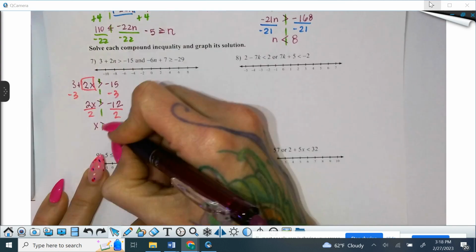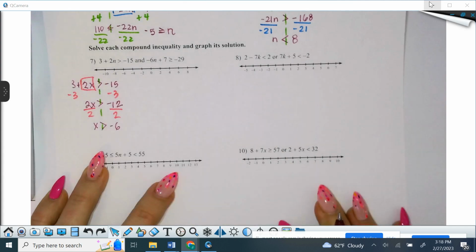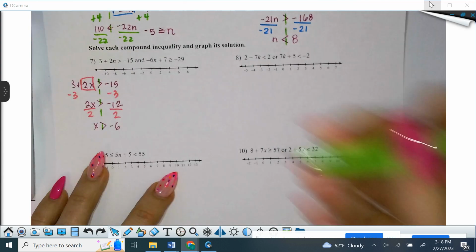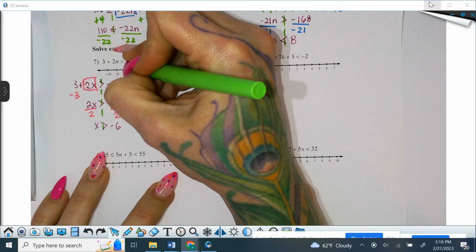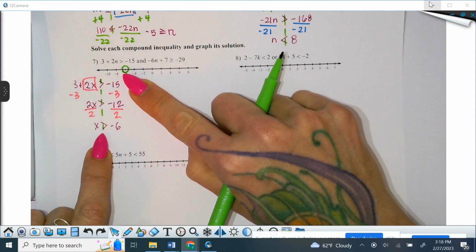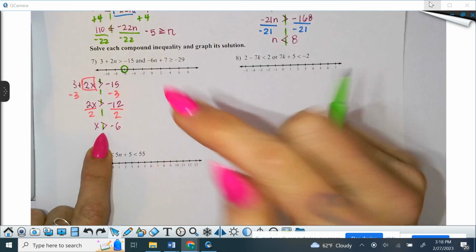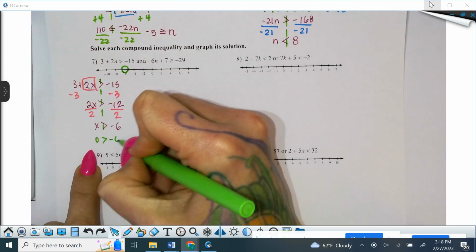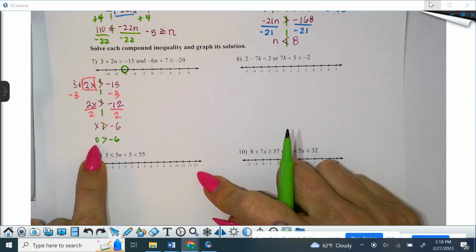So negative 6. We're going to go up to our number line. We're going to go to negative 6. Open. There is no equal to, so we're going to leave that an open circle. And then we're going to shade in the direction. Is 0 greater than negative 6? And as I always say, having no money is still better than owing somebody money.